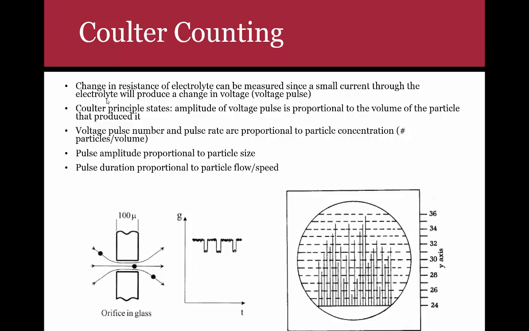So three things there, right? First is the amplitude of the voltage pulse is proportional to the volume of the particle, so you can distinguish between different size particles. And we'll see the equation for that later. Second, the voltage pulse number and the pulse rate are proportional to how many particles per unit volume there are in this solution. And the duration of the pulse is proportional to particle flow and speed. So you can get a couple of different parameters here by just using this simple apparatus.